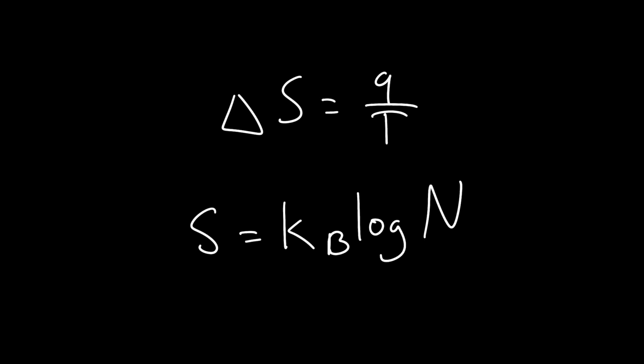Problem 1 asks us to prove that the change in entropy, delta S, is equal to Q over T, keeping in mind that entropy is defined as k, or Boltzmann's constant, times log of N.